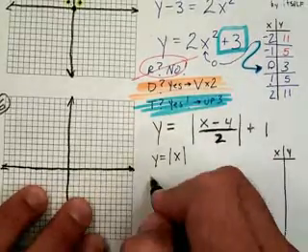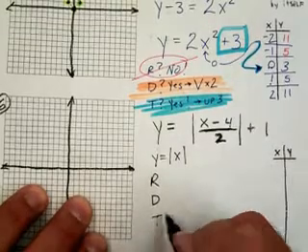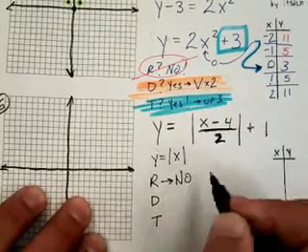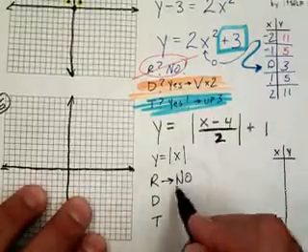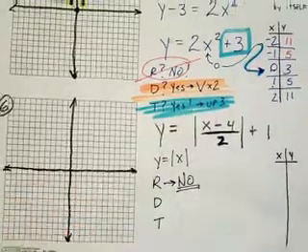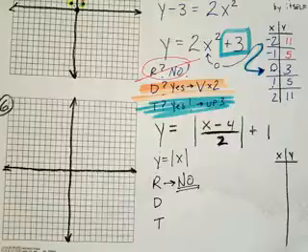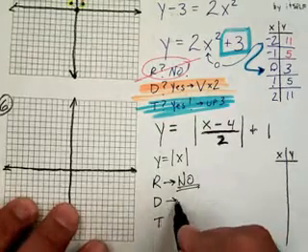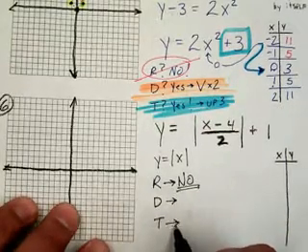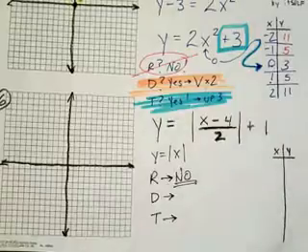Reflect, dilate, translate. I would say no. I don't see a negative out here. I don't see a negative on this x. No reflections. So it's going to be upright. It might be a little bit wider, and it might be shifted or translated, but there's no reflection. It's right side up. There is going to be a dilation, and there will be some translations to take care of. Let's take a look at the dilation.